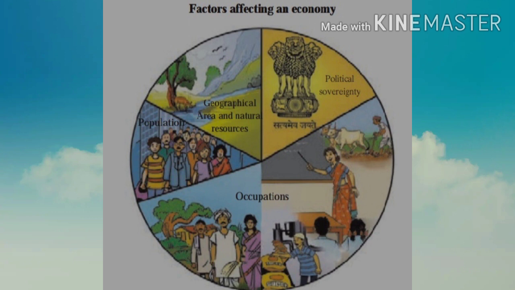The next factor that affects an economy is political sovereignty. What is meant by sovereignty? Might be you have learnt it in 8th standard. A sovereign country is that country which is free from the external aggression and has a freedom to take the decision of its own for the welfare of the people, and the country is called a sovereign country.